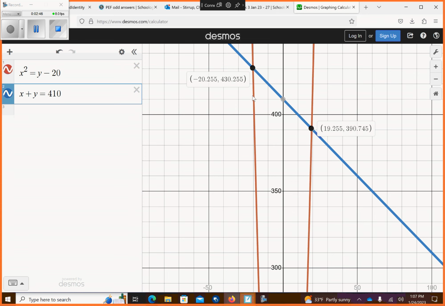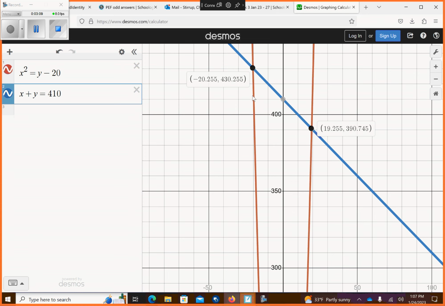So negative 20.255 comma 430.255 and 19.255 comma 390.745. I'm sure there's fractional equivalents to those, but I'm okay with the decimal. Okay? And that's how I would get through number 19. Does that help those of you? Did anyone struggle on 19?